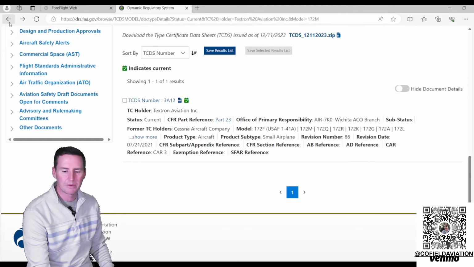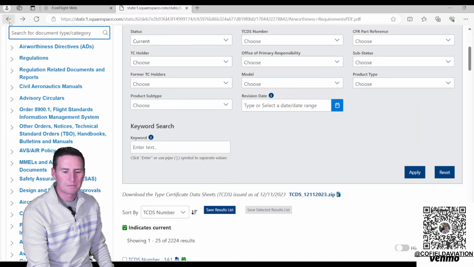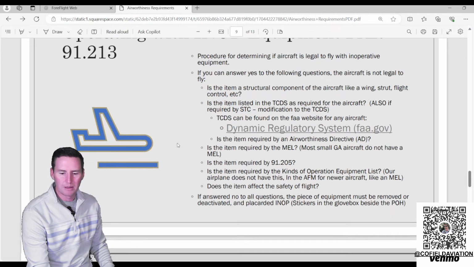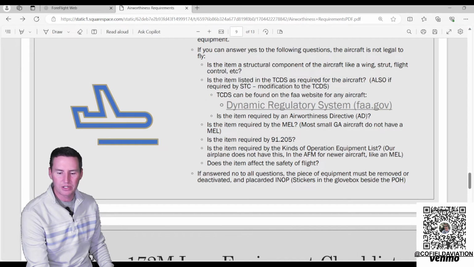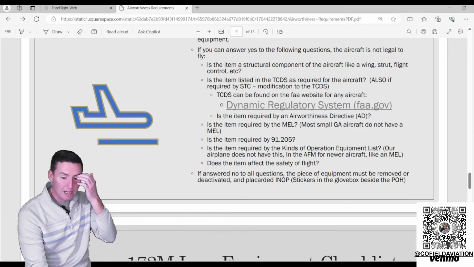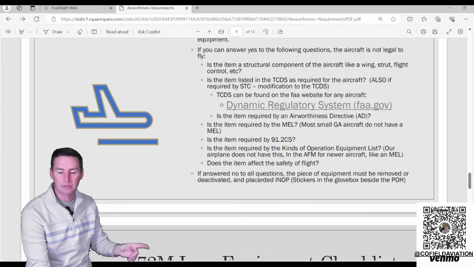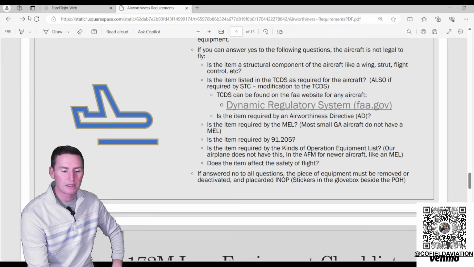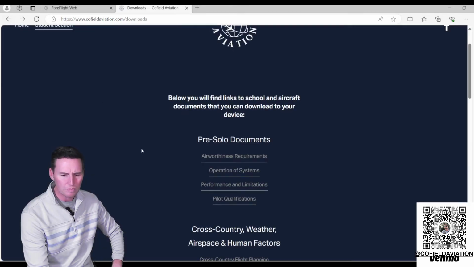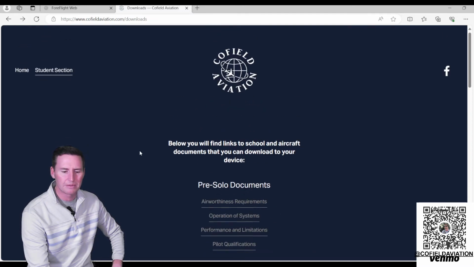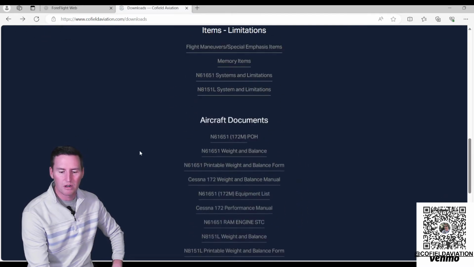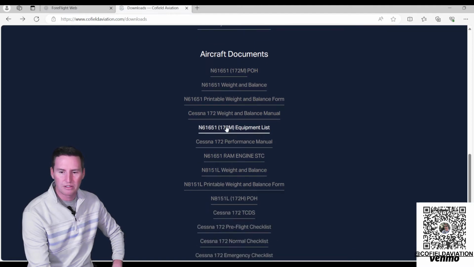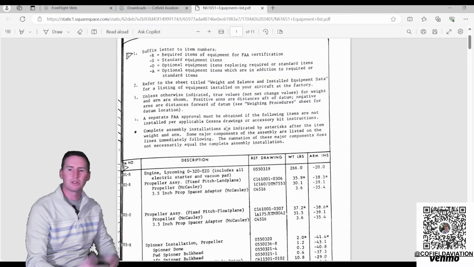So I'm going to go back now that we've found what's required by the type certificate data sheet. Then we're going to come on and ask, is it an AD? Is it required by MEL? We don't have one. Is it 91.205? That's self-explanatory. And then the kinds of operation equipment list. For the Code Field aviation students, you go to the student section, go all the way down to aircraft documents. Here's our equipment list right here. So it's pretty simple how you would work through this.